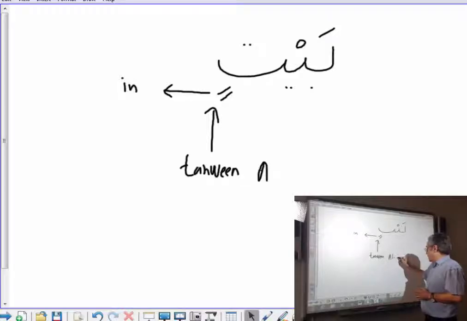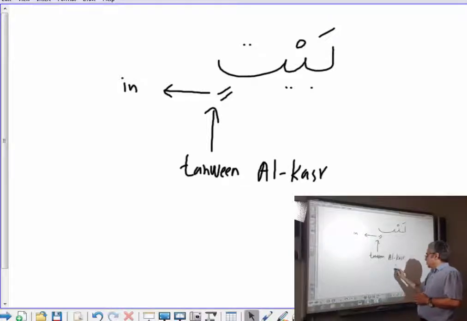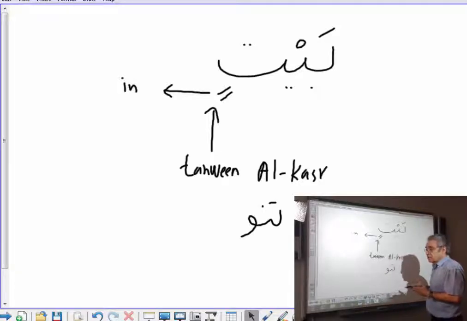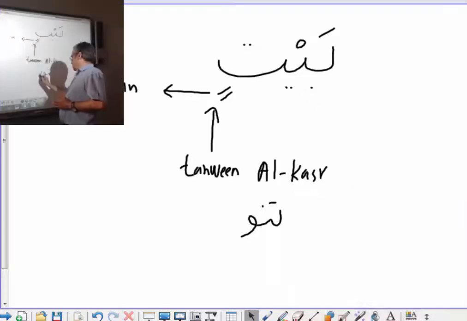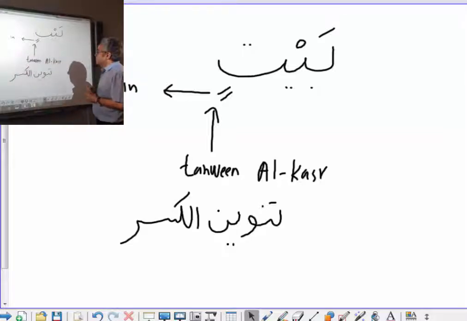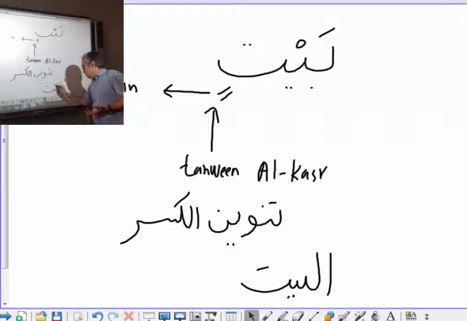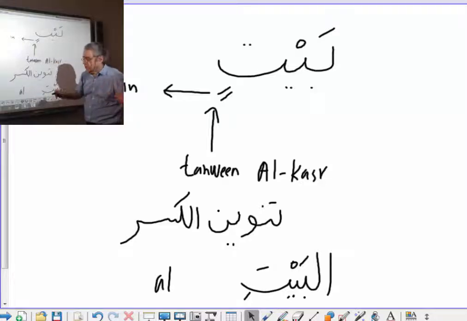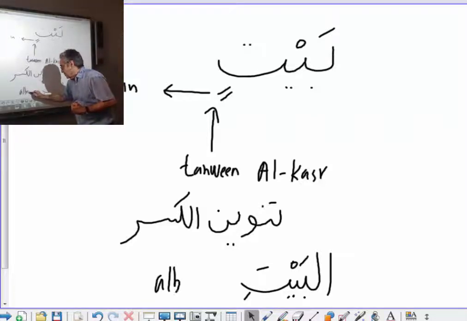Here we call it tanween al-kasr. You remember kasra, then you say al-kasr, like the tanween of the kasra, tanween al-kasr. And the sound is in, baytin. But at the same time, if I put al here, I should put kasra, al-bayti. So here it's al-bayti. It's a short vowel.